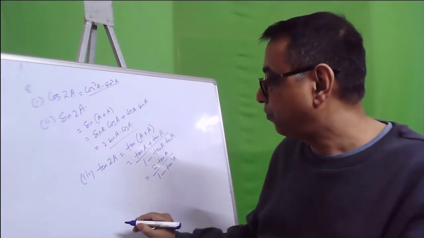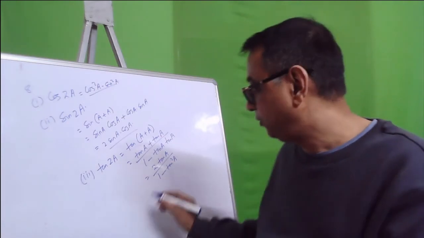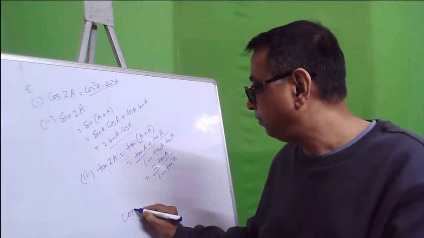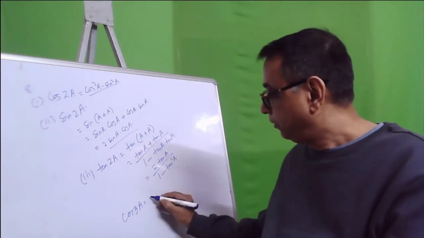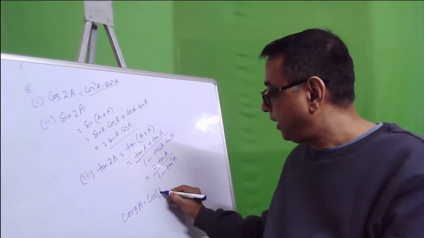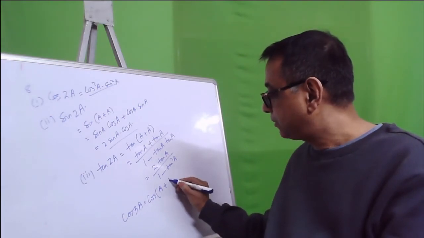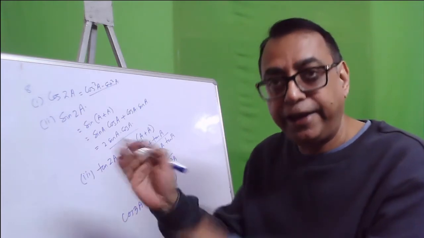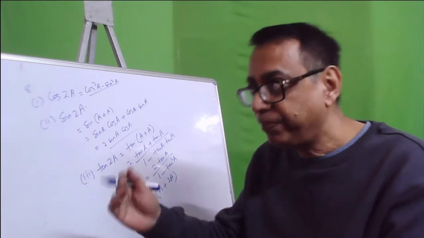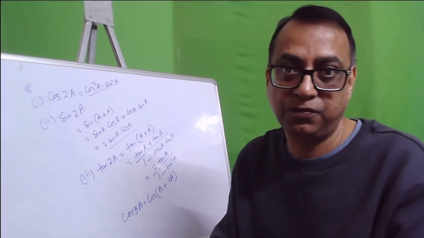Similarly, we can also find out, and this you can try yourself, what is cos 3A. So this is the triple angle formula. We can write it as cos A plus 2A, and then we can find it out, and again put the value of the cos 2A, and you will find some expressions for it.